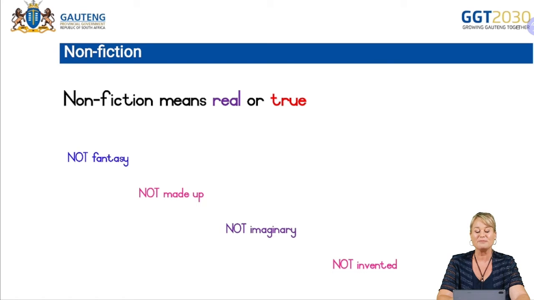So nonfiction means real or true. Now it's the complete opposite to what we've been looking at. The other ones were made up, they were not true, but nonfiction is now real or true. It's not fantasy. It's not made up. It's not imaginary. And it's not invented.